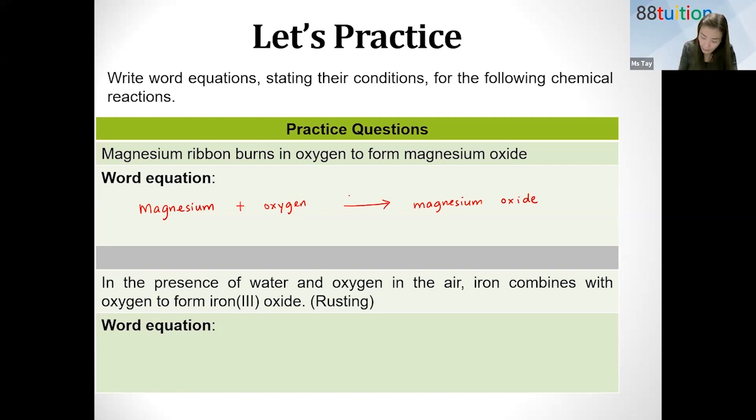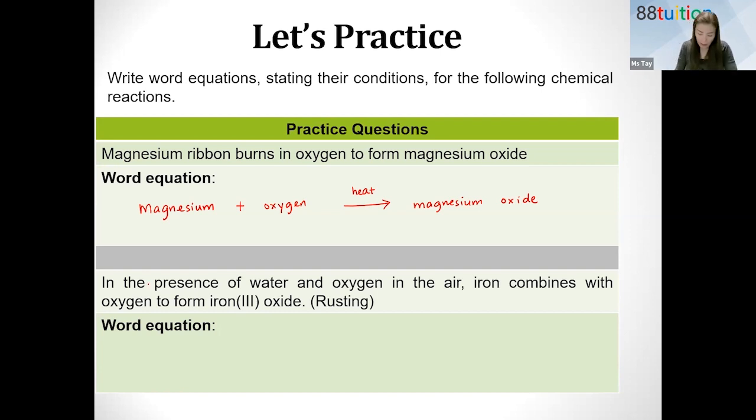And then there is supposed to be a certain condition, right? Burning is also like heating. So we can put down heat on top of the arrow. So this is the condition required. Magnesium plus oxygen, to give me magnesium oxide. So far, so good. All right, so maybe I get you all to try these.